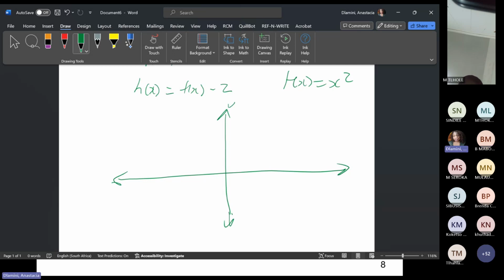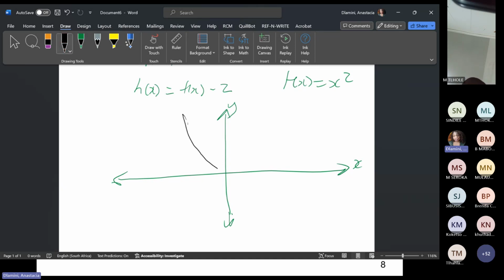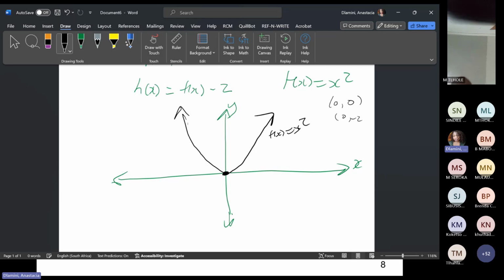So this is y, this is x. I forgot that we're using a black color. So this is f of x, the parent function. You always start with the parent function. So this is f of x equals x squared. Now, if you shift this 0 and 0 two units down, the y value will be 0 and negative 2. So this point comes somewhere here where it's negative 2. Yes, the turning point.